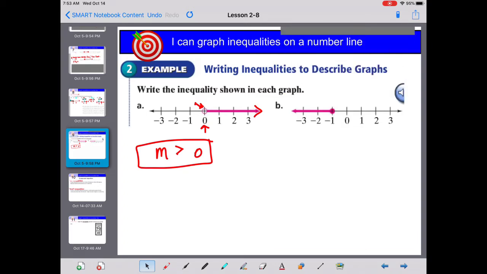Take a look at B. This time I'm going to pick another random letter. I'm going to pick T. And then I look here where my circle is. It's at -1. Then I see that it's numbers that are less than -1. Again, notice how the arrowhead matches.